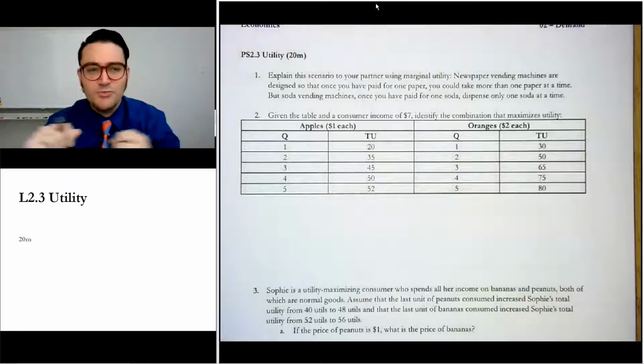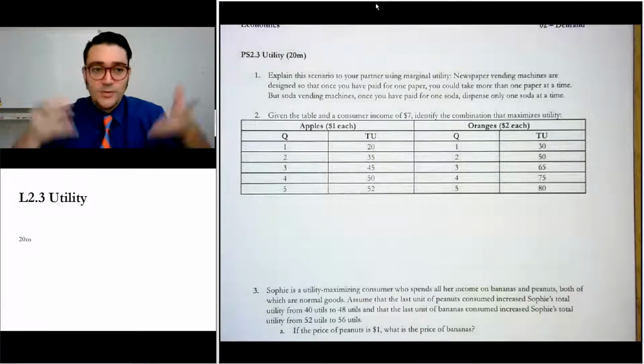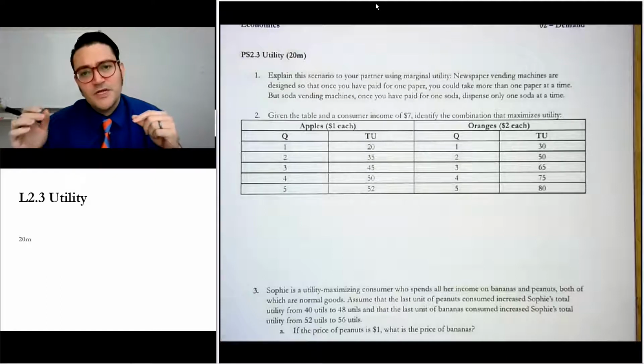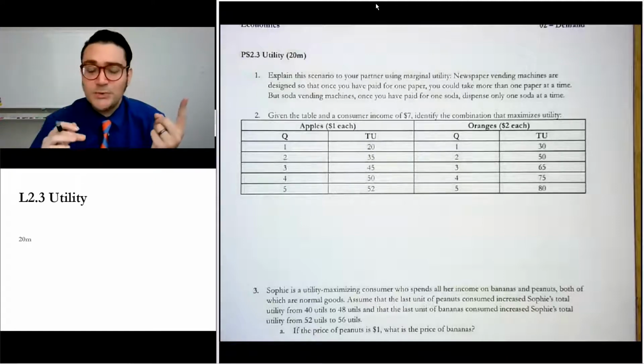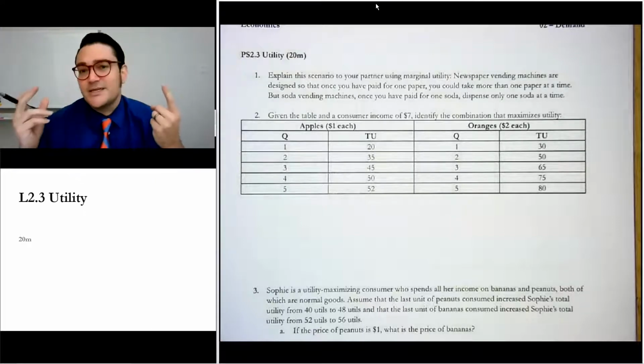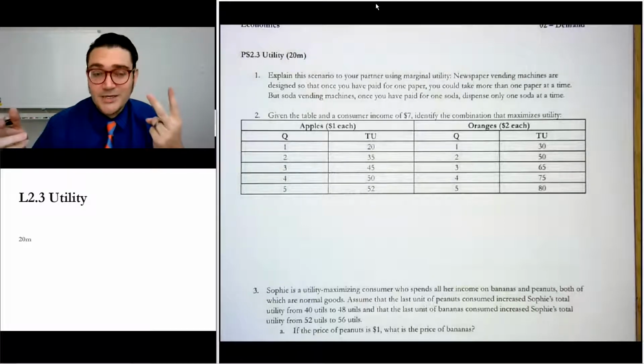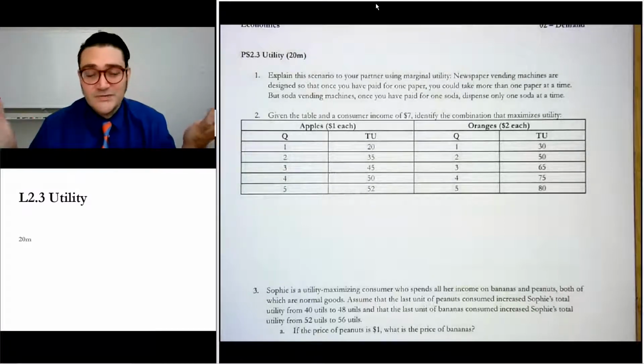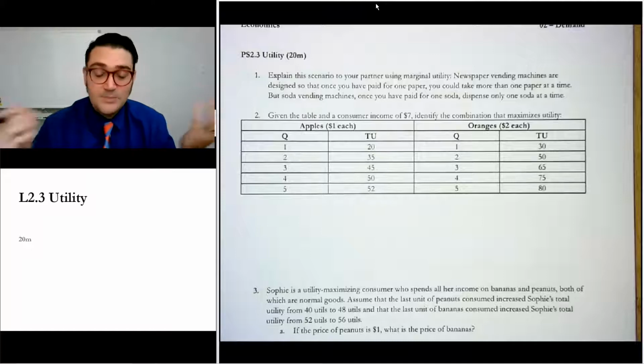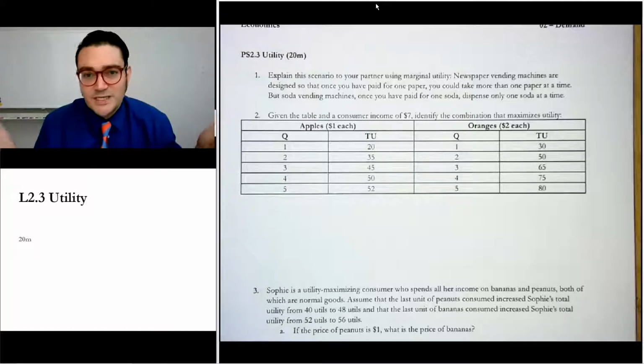If you've never used one before, you put your coins in, open it up, and then the whole thing is there. But soda vending machines, once you pay for one soda, they dispense only one soda. And that's the idea behind that: you get marginal utility out of a second soda, but you don't get any marginal utility out of a second newspaper because they're all identical. And so there's no additional benefit to having them.